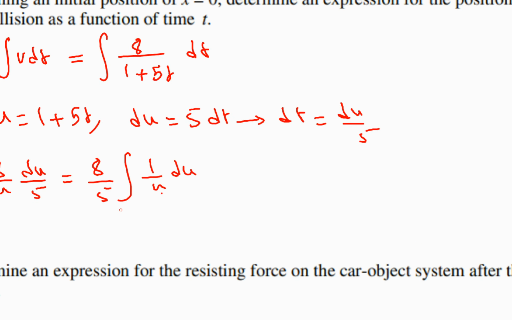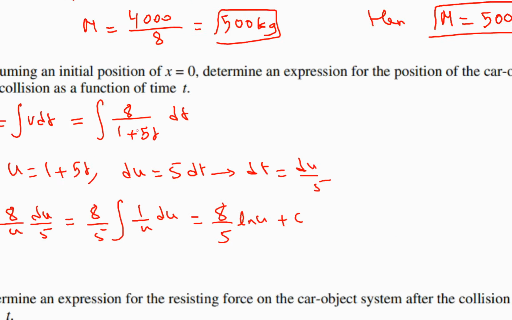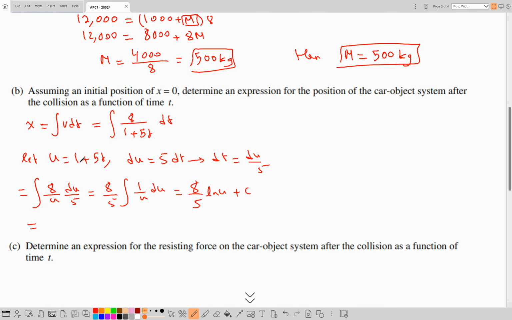integral of 1 over u du. Now the integral of 1 over u du would be ln u. And we don't forget the constant c. But remember that initially we're integrating over t, so u again should be replaced by t, so that would be 8 over 5 ln of 1 plus 5t plus the constant. Now remember that the constant is determined by initial conditions.